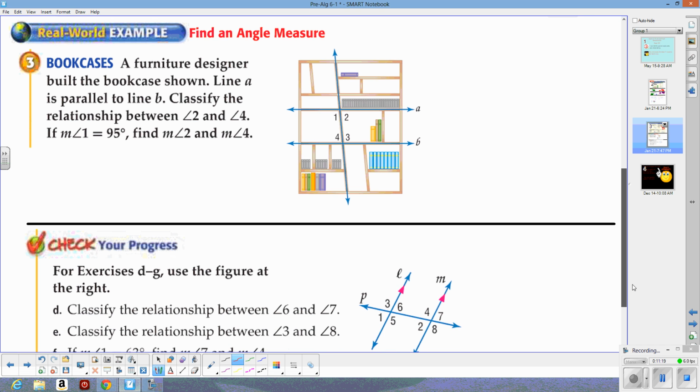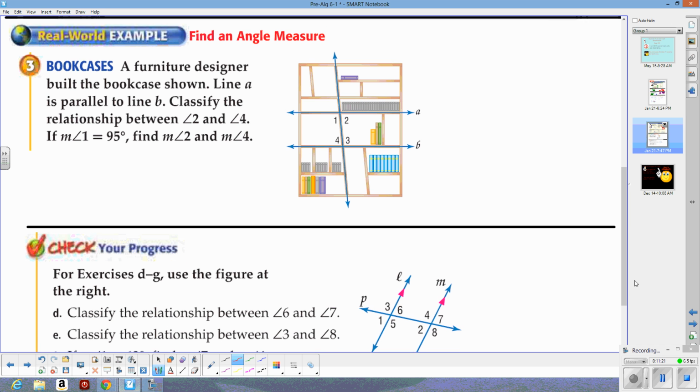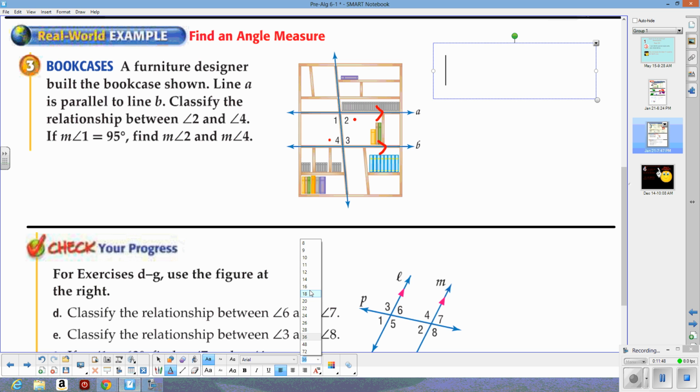Example 3 says a furniture designer built the bookcase shown. Line A is parallel to line B. So A is parallel to B. Classify the relationship between angles 2 and 4. So we're looking at this angle and this angle. Those two angles are on the inside, so they're interior angles. And because they are on opposite sides of the transversal, they're going to be alternate interior angles.